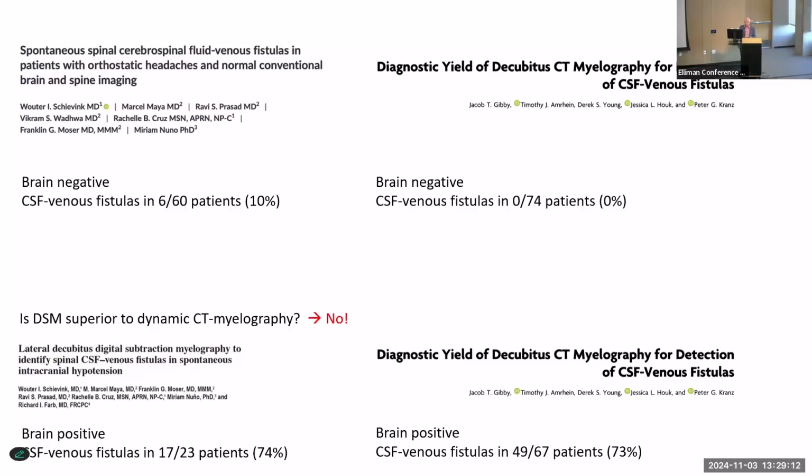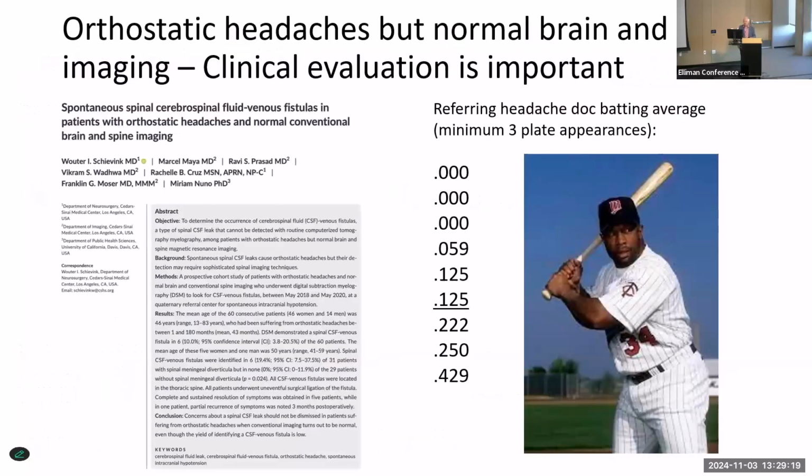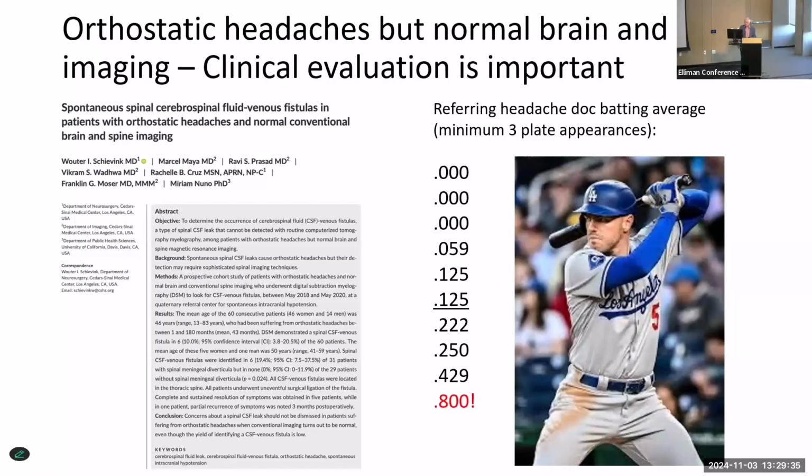One of them I alluded to earlier. We generally only do these tests if people have had a good result after epidural blood patching. And of course, I like to bring up this batting average of referring headache doctors. Certainly don't ever want to insult anybody, but it's kind of a fun thing to do. I have this hanging in my office. And last time I talked about this, the highest batting average was 0.429. But then this, of course, is a Dodger player who won the World Series a few days ago.